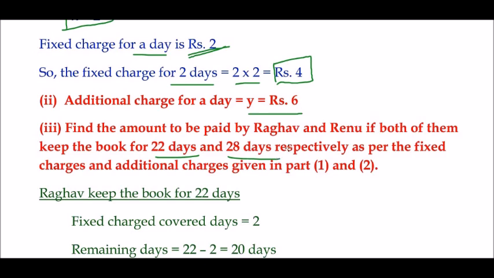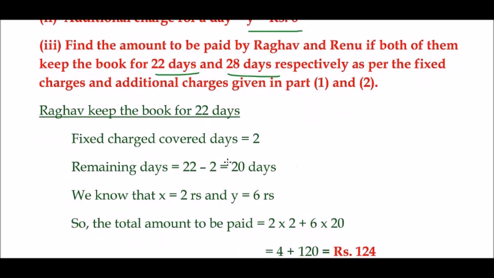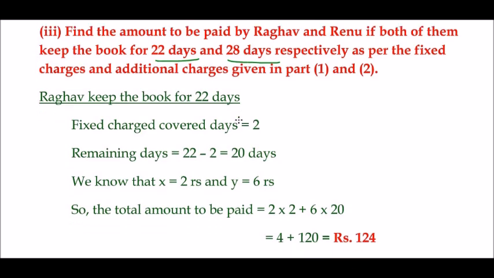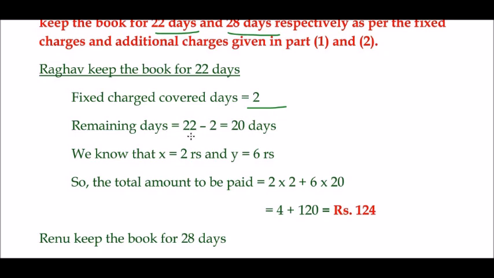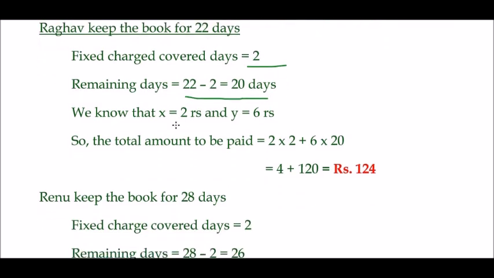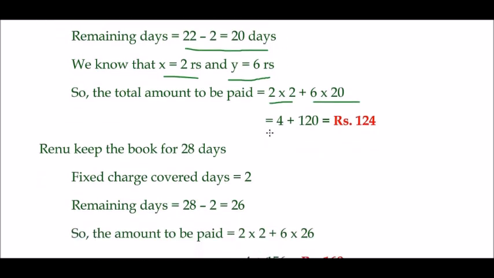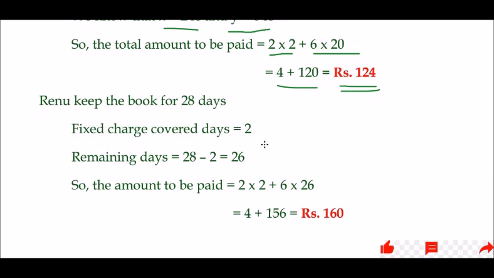So, Raghav keeps the book for 22 days. So, the fixed charge covered by days is 2 days. Remaining days is 22 minus 2, that is equal to 20 days. So we know that x is equal to 2 rupees and y is equal to 6 rupees. So the total amount to be paid is equal to 2 into 2 plus 6 into 20. That is 4 plus 120. That is rupees 124.